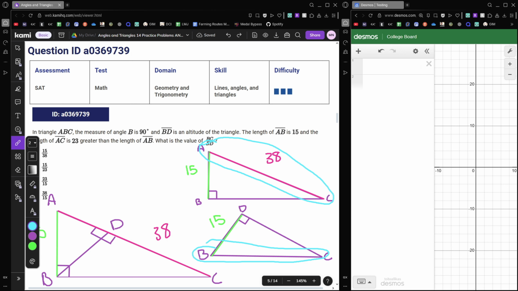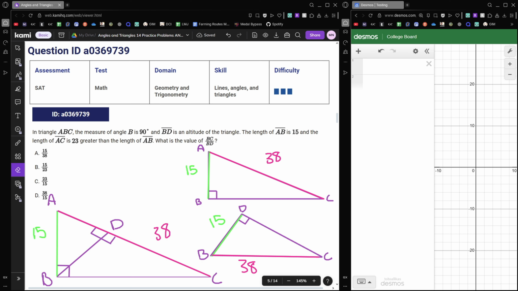Now it may look like this side is the hypotenuse, but you have to remember the hypotenuse is always on the opposite of the right angle. So once again, it's going to be this side. That means that side BC is going to be proportional to side AC. So we can write this as 38. Now all that's left is to find the value of BC over BD, which we pretty much already have done. BC is 38, and then BD is 15, making our answer D.